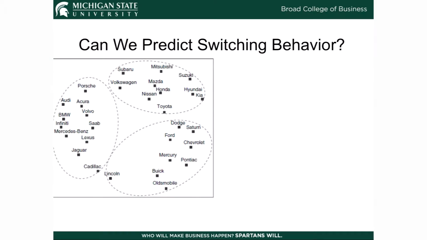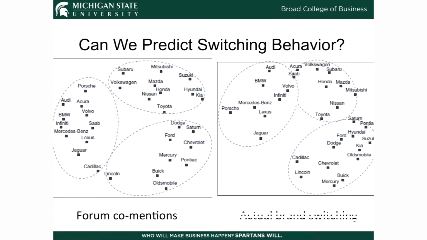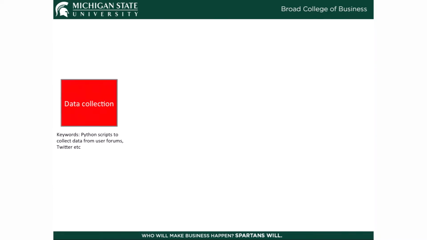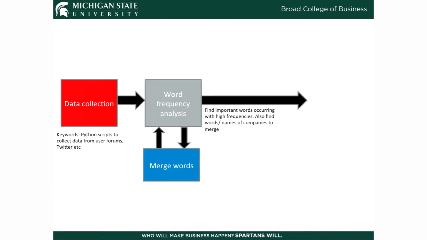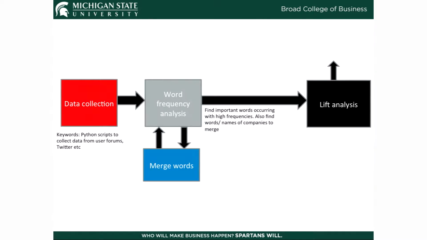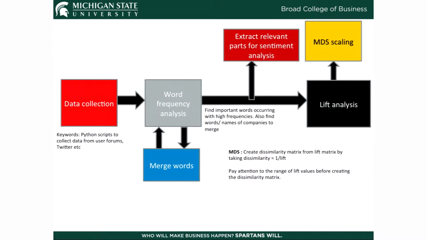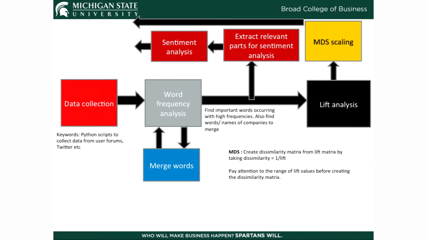So this was the form of co-mentions from the actual brand switching. As I said, these are highly correlated. Right? So what are some insights that we can glean from this? Well, this is the flow chart of how to do this kind of analysis. We can start by collecting data. We can do word frequency analysis. The big challenge will be merging the words, because there are different brands.